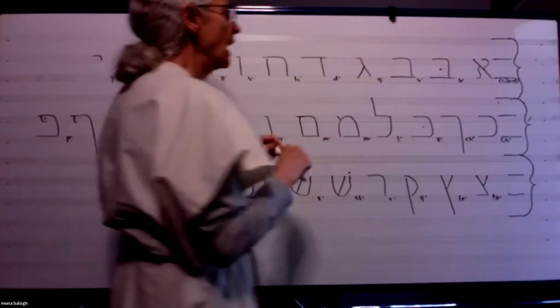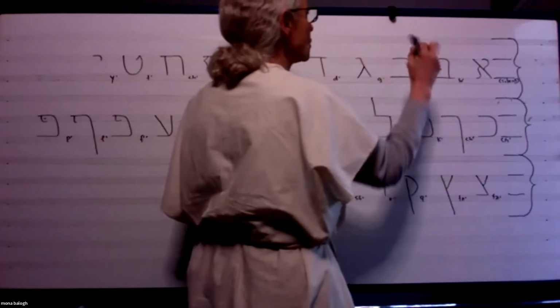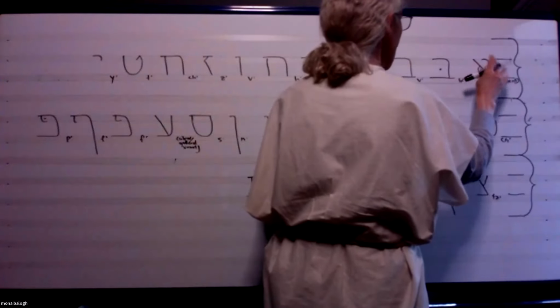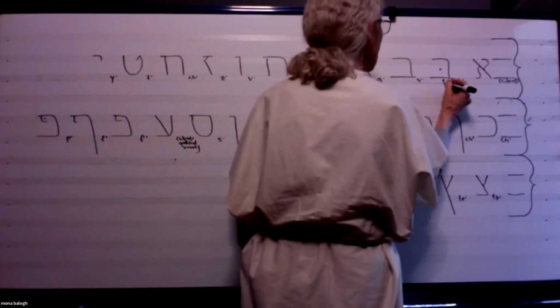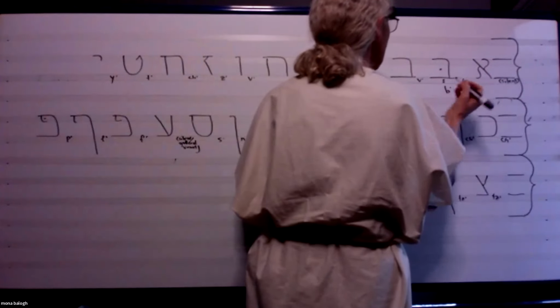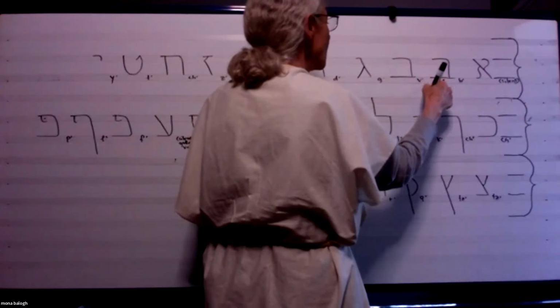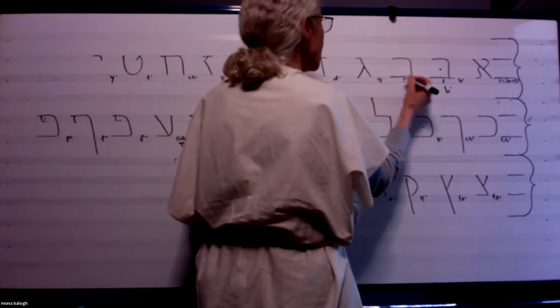Now we're going to start adding vowels. The first vowel is the shva. We can't put it under the aleph, because the aleph makes no sound and the shva makes no sound. Put it under the beit, which makes the b sound. This is b. Remember, the consonant first and then the vowel: b. Veit with the shva is v.